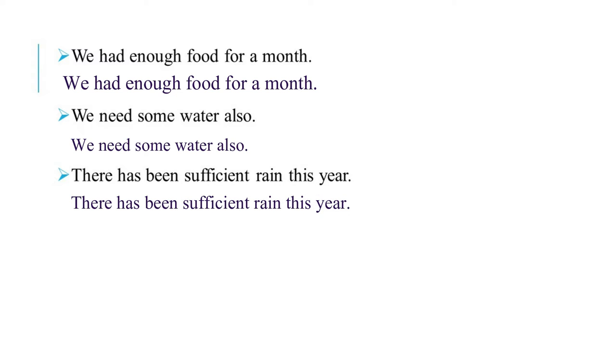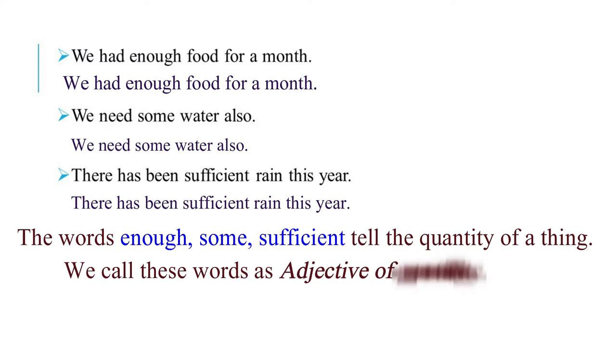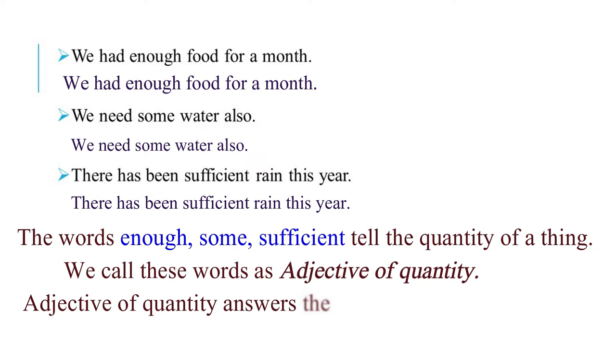The words enough, some, sufficient tell the quantity of a thing. We call these words adjectives of quantity. The adjective of quantity answers the question how much. Exactly as we can see in the sentences, the quantity of food, water and rain. So this is known as adjective of quantity.